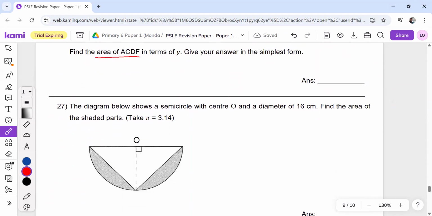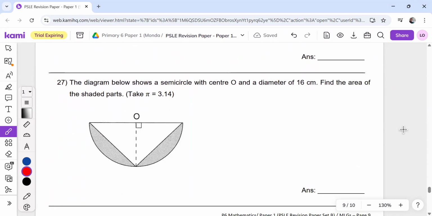Okay, question number 27. What's the answer? Question 27, your answer is 36.48 centimeter square. Okay, how to do this? I think you have seen before already. Use your takeaway method. Find the semicircle area minus away the triangle. So what's the semicircle area? Half times pi r square, which is 8 times 8. So diameter is 16. So the radius is 8.